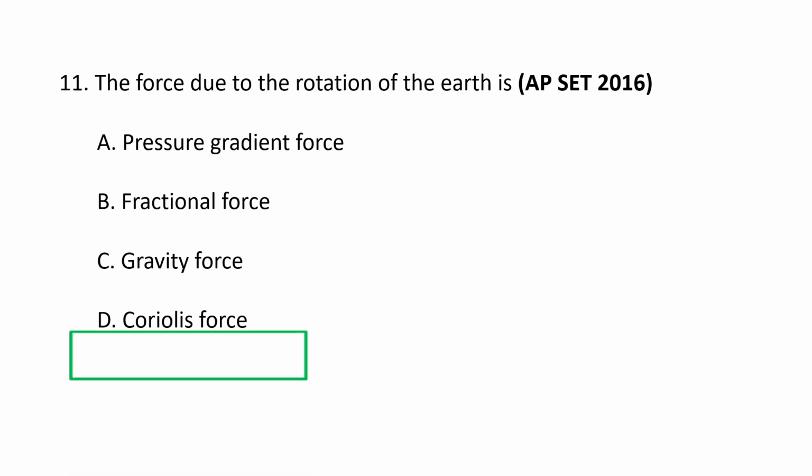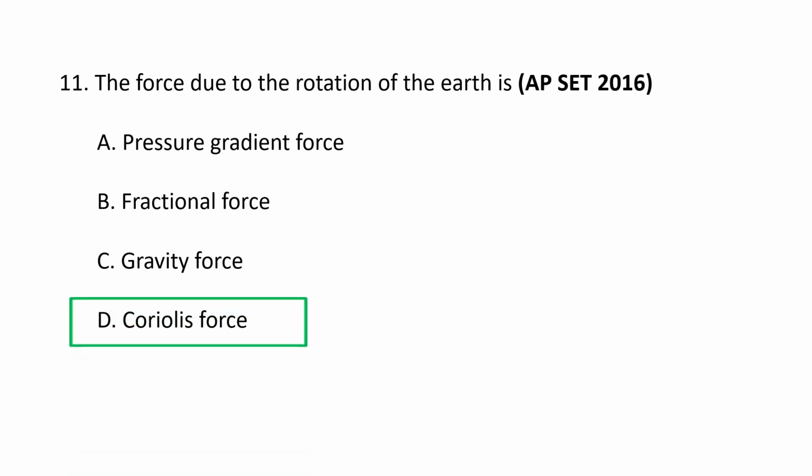The force due to the rotation of the earth is called the Coriolis force. It is an apparent force that causes moving objects such as winds and ocean currents to deflect from their original path, deflecting to the right in the northern hemisphere and to the left in the southern hemisphere. So the force due to the rotation of the earth is the Coriolis force. D is the correct option.